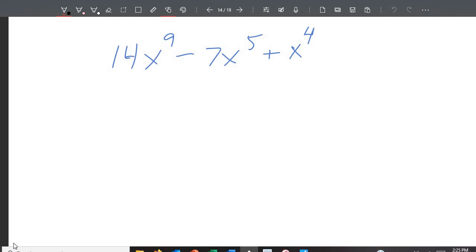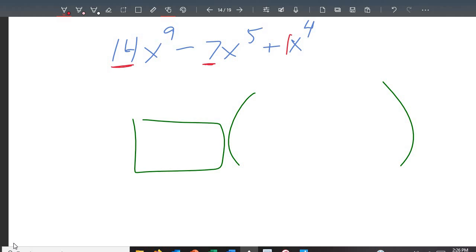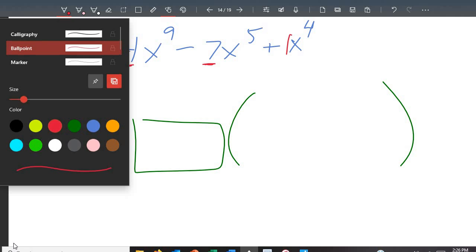Alright, let's look at this one. Start with the numbers: 14, 7, and there's a 1 in front of this one. So the LCD, our GCF, there's nothing that can divide into both a 14, a 7, and a 1. So we don't put anything in the parentheses as far as the number goes.